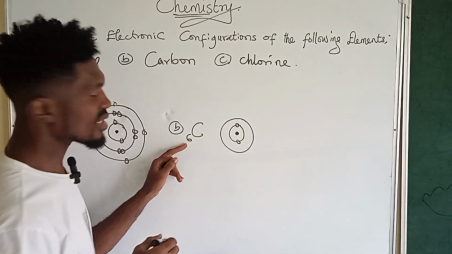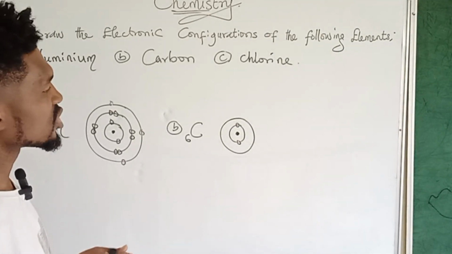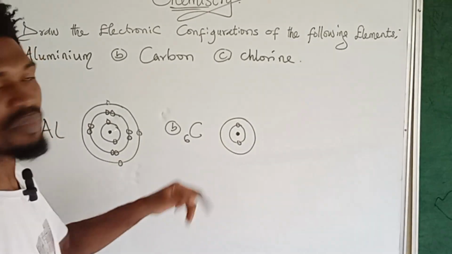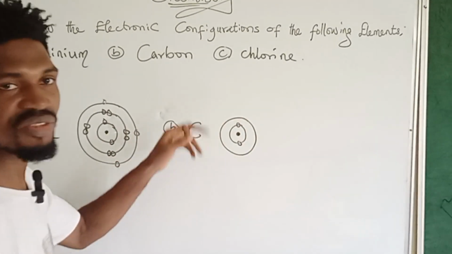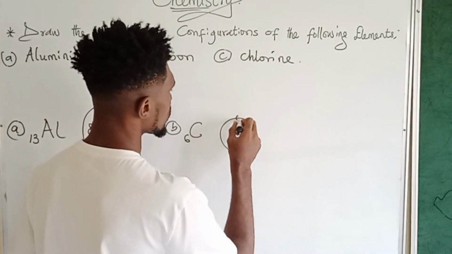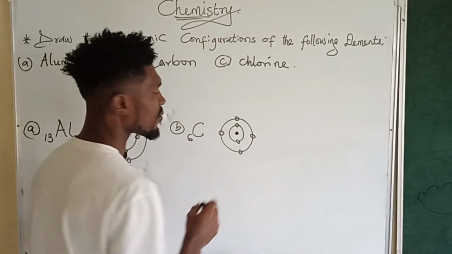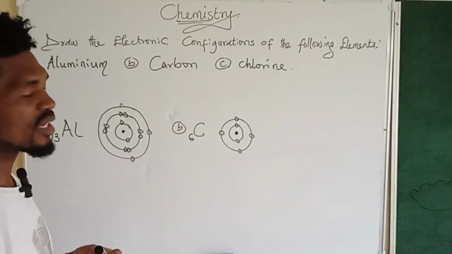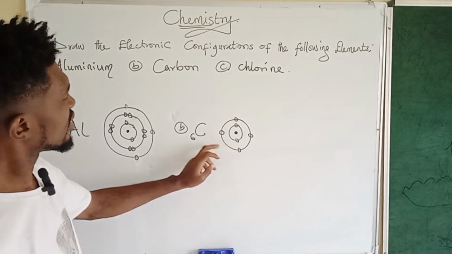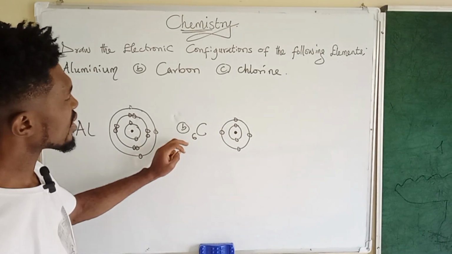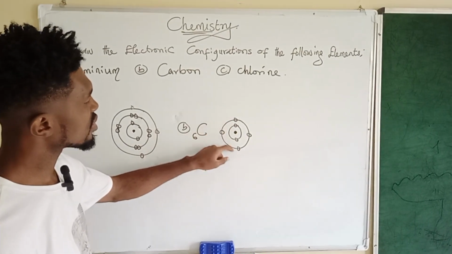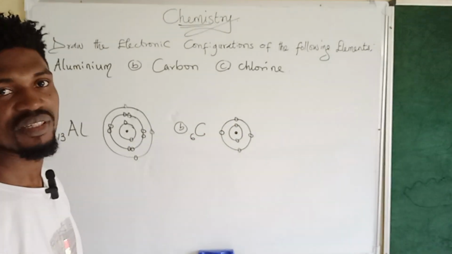Now, we are going to 6 electrons. So you should know that 6 minus 2 is 4. That means the remaining 4 are going to be drawn outside. So this is it. 1, 2, 3, 4. Okay? So this is the electronic configuration of carbon. Let's count. 1, 2, 3, 4, 5, 6.